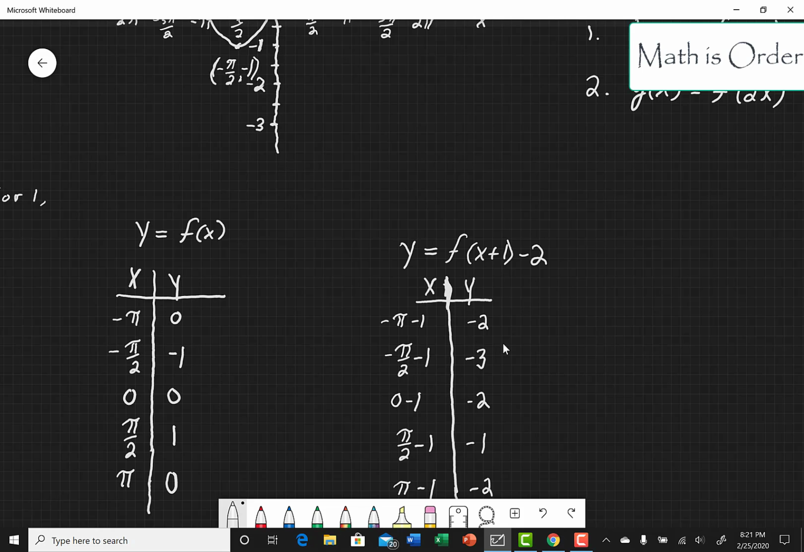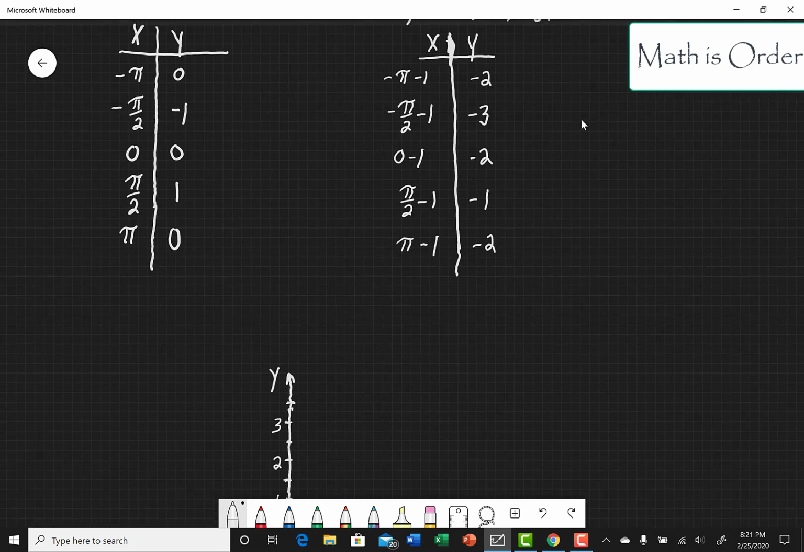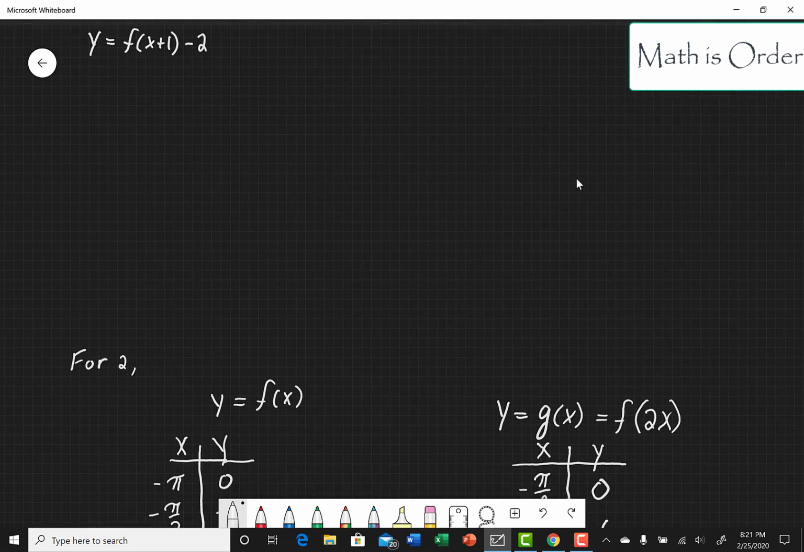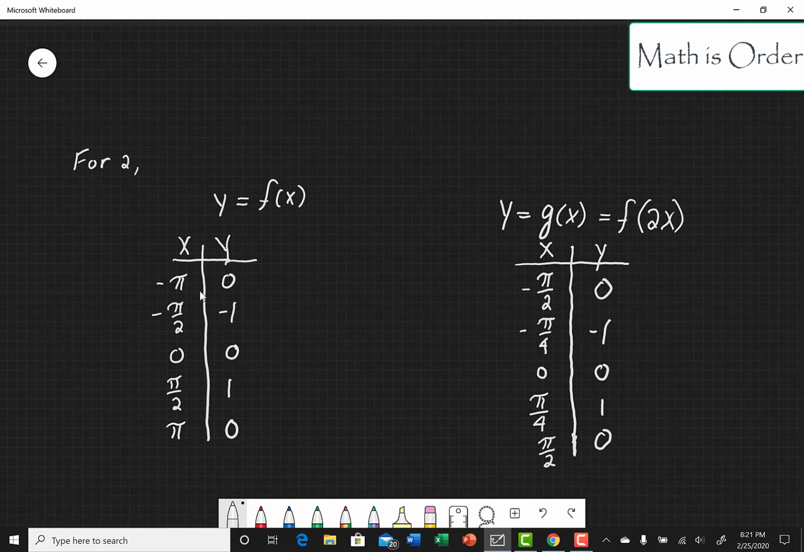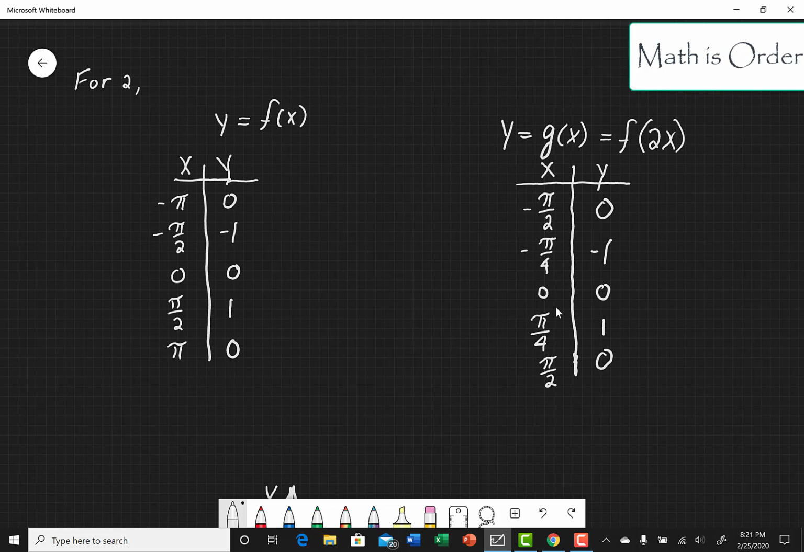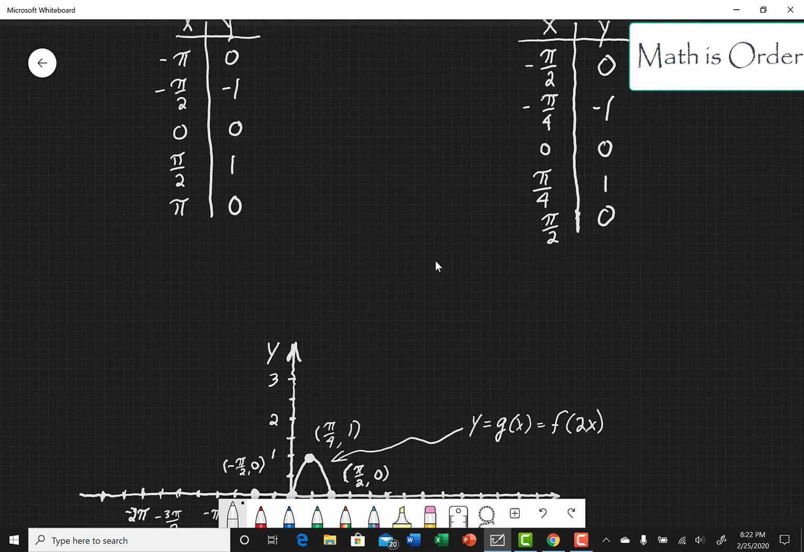So again, I'm going to set up the tables for both the original function and the transformed function. And you could see here, let's see. So here's a table, and all of the x coordinates I'm dividing by 2. So negative pi over 2 divided by 2 becomes negative pi over 4. Pi over 2 divided by 2 becomes pi over 4, and so on. So once we have all of the coordinates here for the transformed function, we just plot those coordinates.